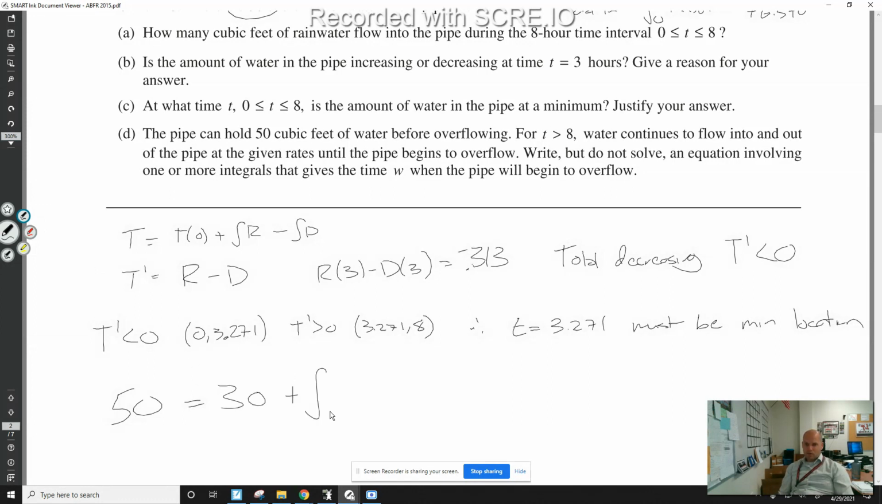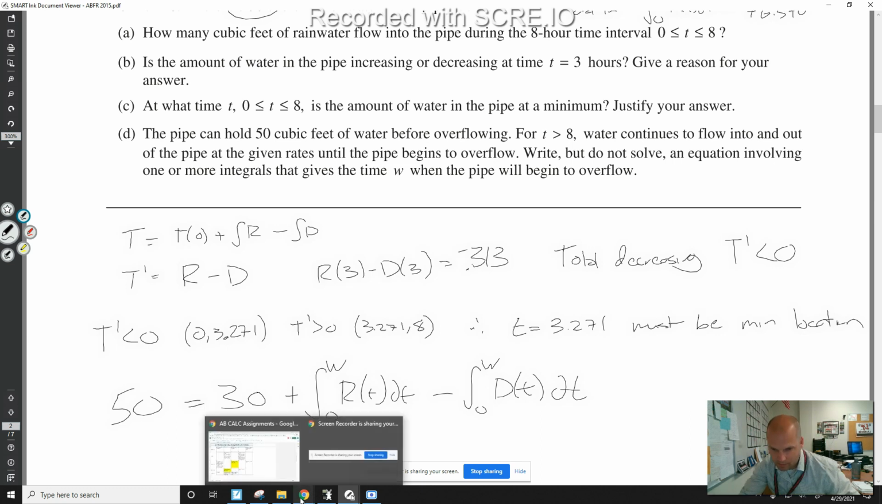Plus, you can go 0 to W of R minus 0 to W of D. Since things aren't changing, you don't have to worry about adjusting your times. Now, let's say you found how much water was in the pipe at the 8th minute or whatever. Well, then you could have just said 8 to W, 8 to W. This is where you started at 8 equals 50. Well, that's fine.